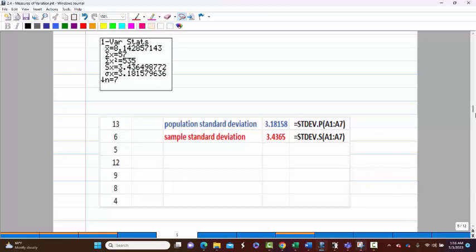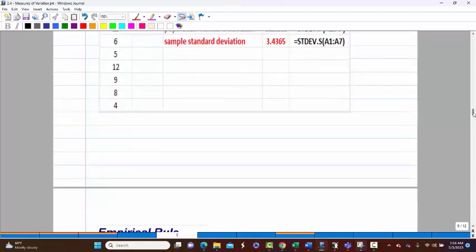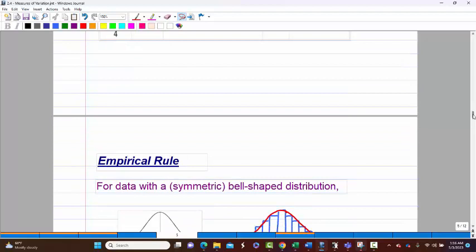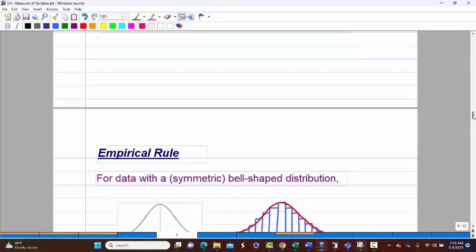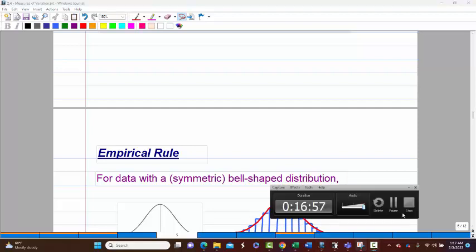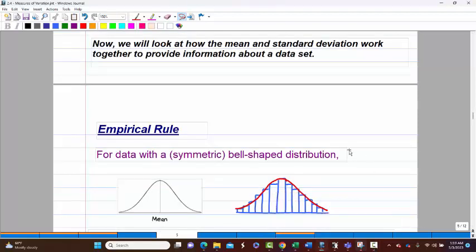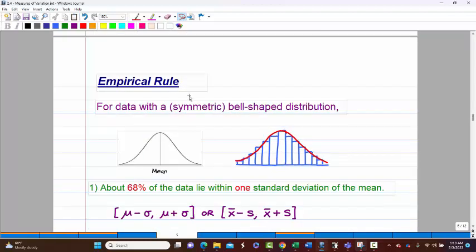Okay, we'll save some live examples here in a little bit. Let's look at something called the empirical rule. Now we're getting into the idea of standard deviation being more used than variance. Now we will look at how the mean and standard deviation work together to provide information about a data set. They team up very nicely in many situations to tell you things. And the first thing we're going to look at is called the empirical rule.